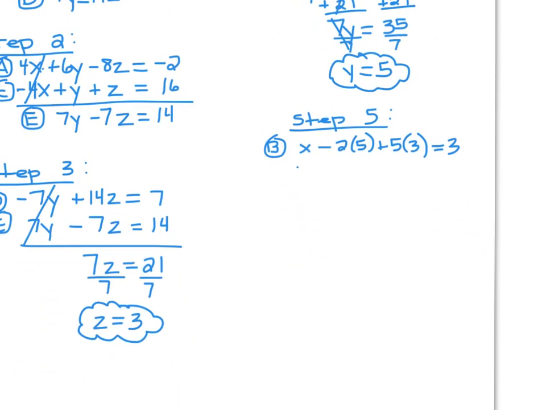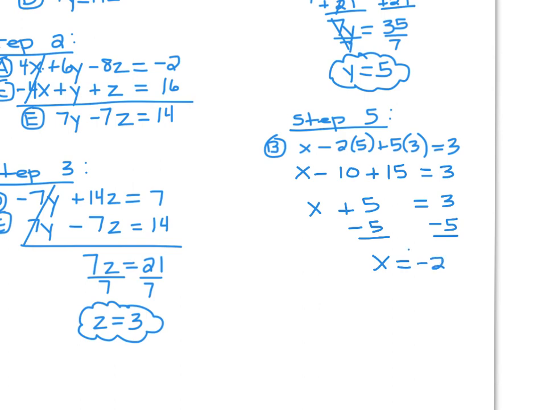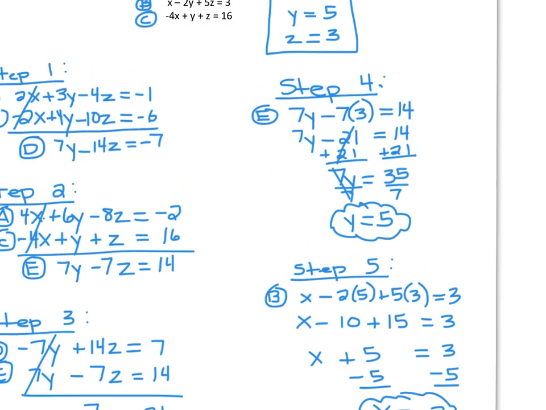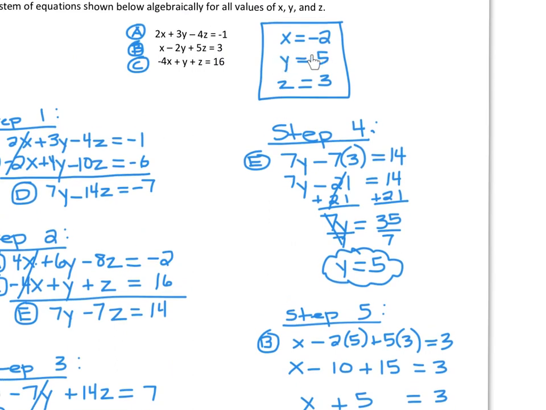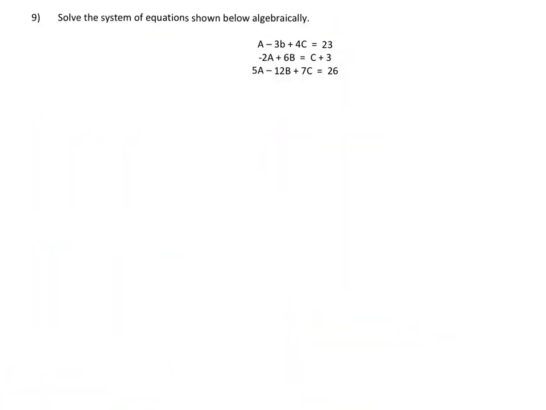All right, so let's solve this. So I have x minus 2 times 5 is 10, and then plus 5 times 3 is 15, equals 3. So x, if you combine negative 10 and positive 15, it gives us positive 5, and then equals 3. And then when you subtract 5 from both sides of the equation, you end up with x equals negative 2. And let me go back up to the top, and hopefully that matches up as well. And there we have it. It does.